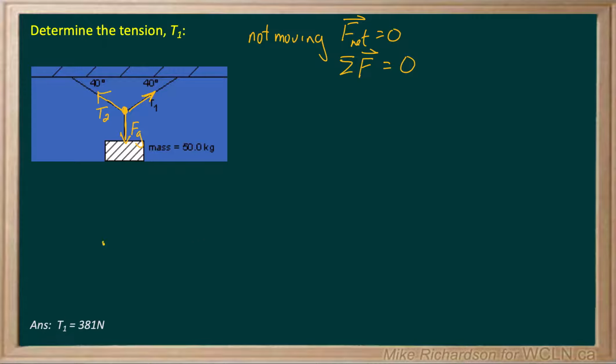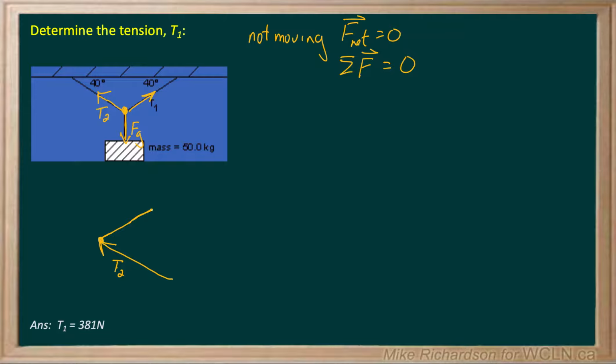I've got T2 pulling it to the upper left. Now tip to tail. At the tip of T2, I'm going to start the tail of T1. T1 is pulling it to the upper right. Now I haven't put an arrowhead on it yet. When I finish drawing T1, at the tip of T1, I'm going to start the tail of FG. Now if I stop my diagram here, you can see FG will be down at an angle. We know the force of gravity has to be straight down.